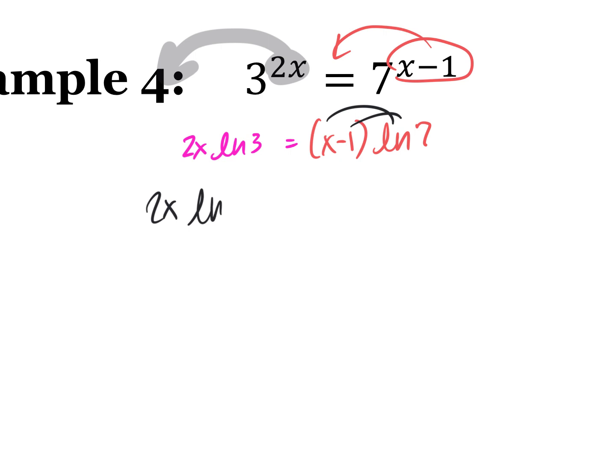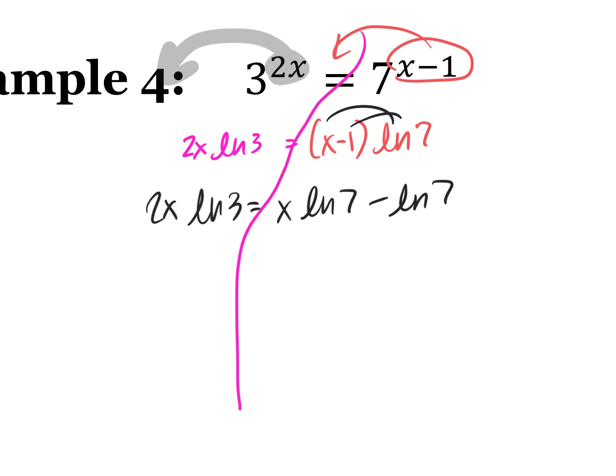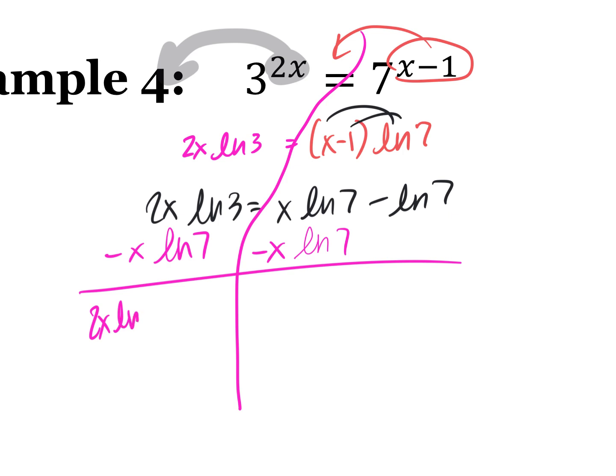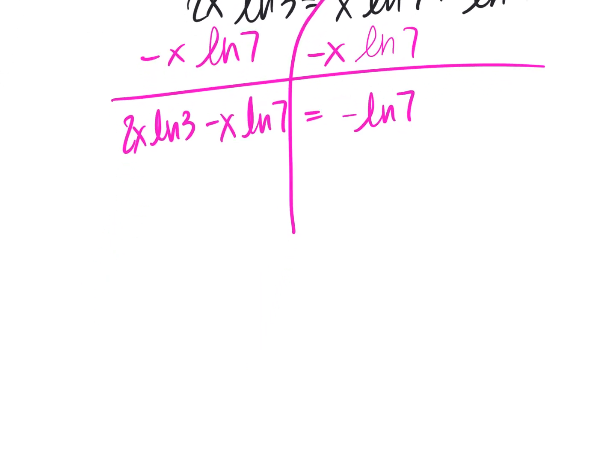We'd have 2x ln of 3 equals, yes. Yep, we got to distribute that. x ln of 7 minus ln of 7. Then we're going to do what to each side of that equal sign? Yes, get all those x's on one side. So I'm going to minus x ln of 7. So I got 2x ln of 3 minus 1x ln of 7 equals negative ln of 7.